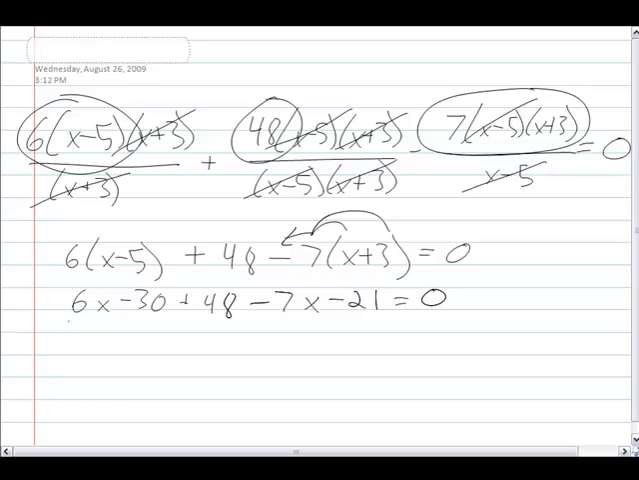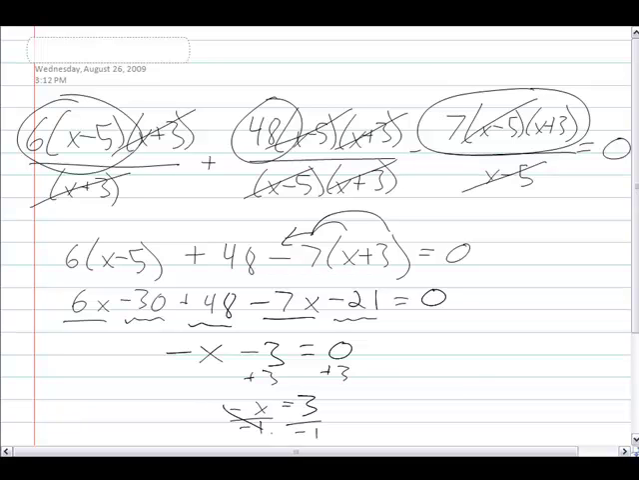Now if we add like terms, we have 6x and a negative x, negative 7x, so we'll be left with a negative x. Then negative 30 plus 48 will give us a positive 18, minus 21 will now give us a negative 3 equals 0. Add 3 to both sides. We have negative x equals positive 3. We're not solving for negative x, we're solving for positive x. So we'll divide both sides by negative 1, so the negatives cancel on the left. So finally we get x equals negative 3.